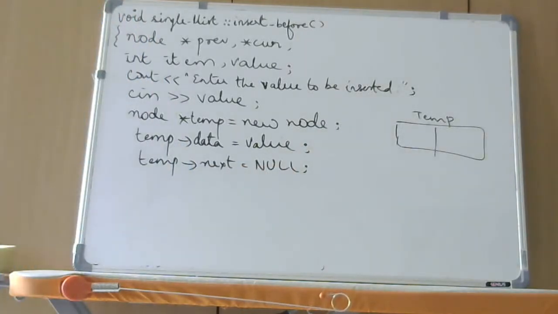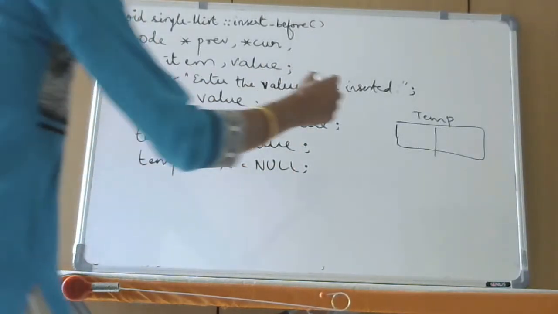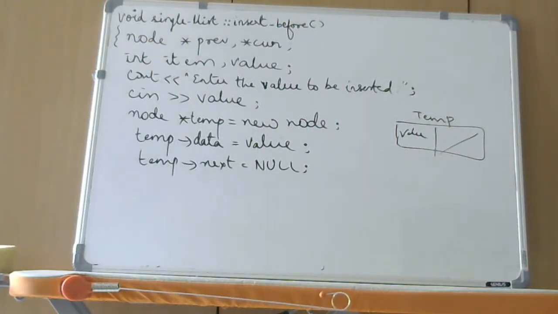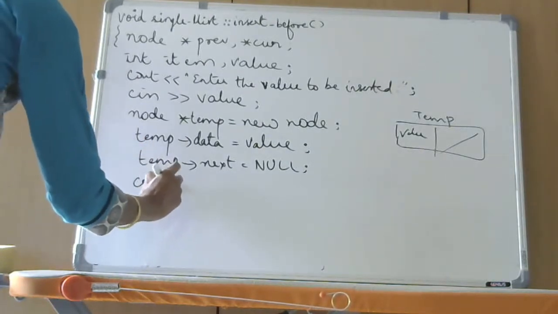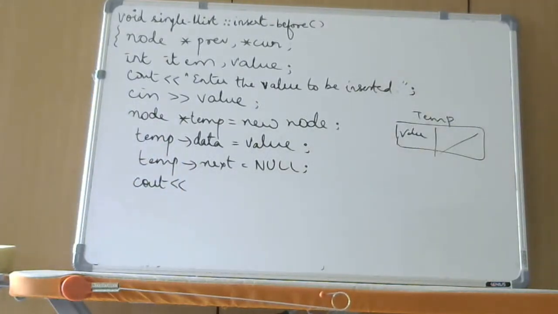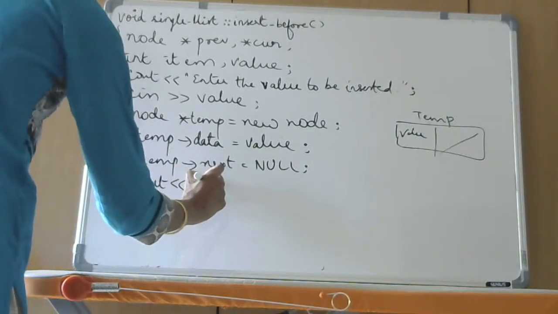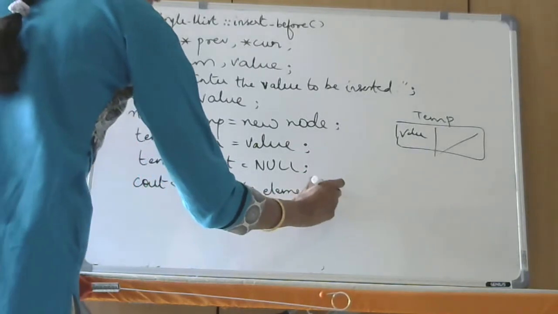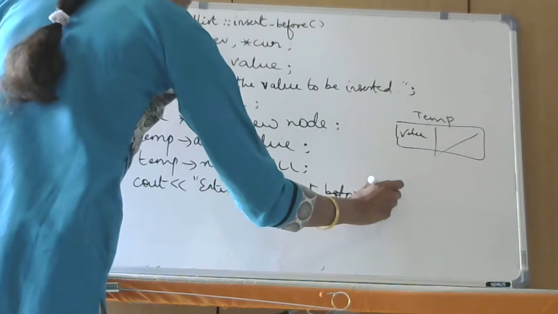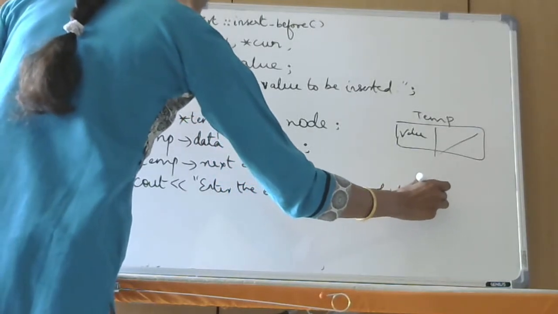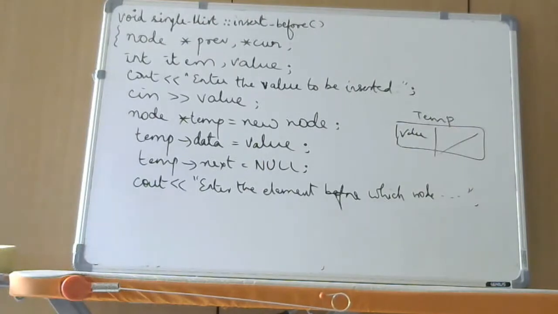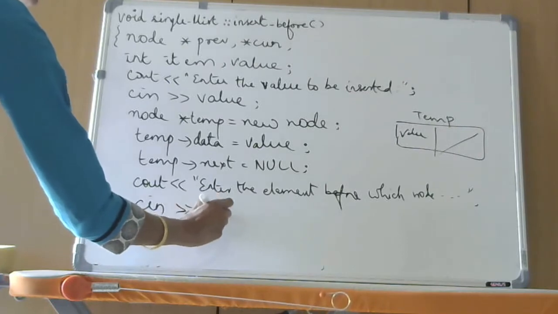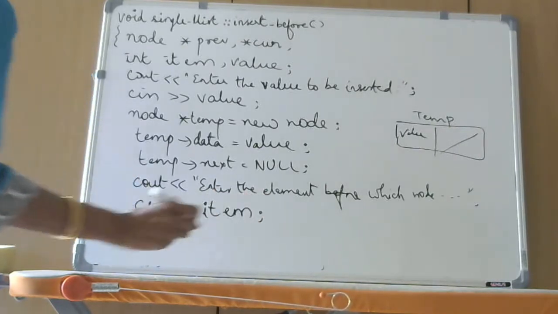So this is what we do. My node is ready. Whatever value I have accepted will come here, and this is null. Now, what should I accept again? Before which element do I want to insert this? That is what I have to accept. So I will write: enter the element before which the node has to be inserted. It is not the position. I will accept that as item.